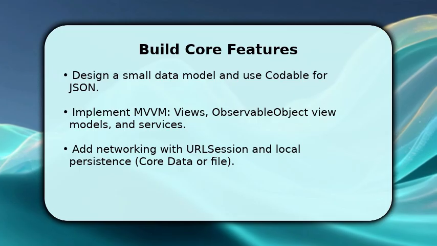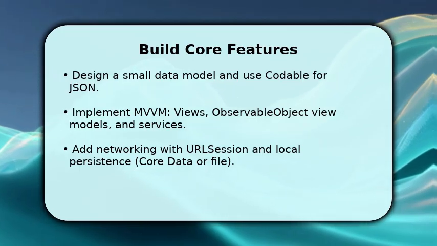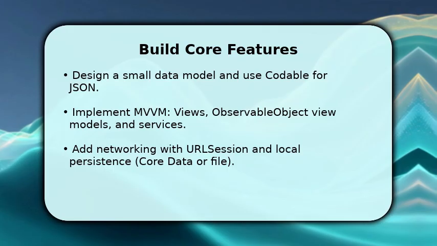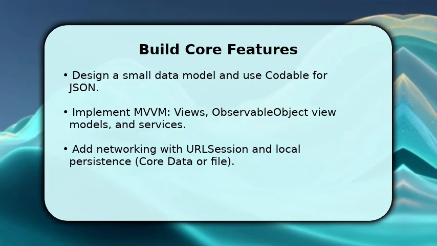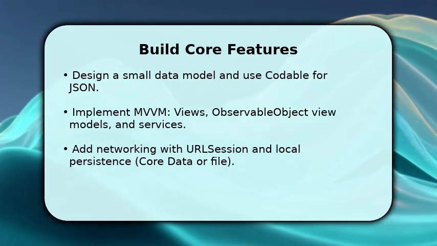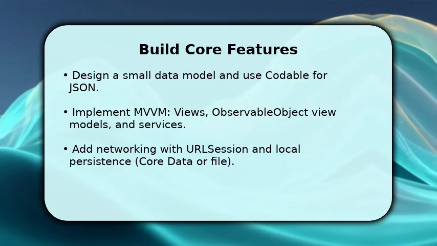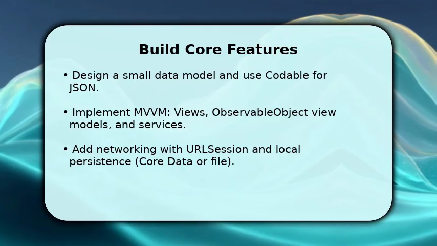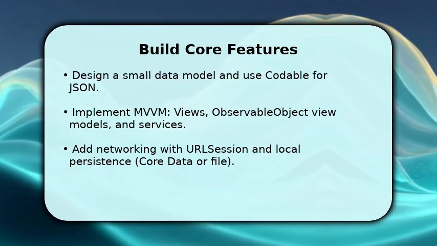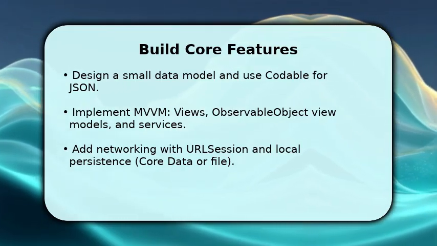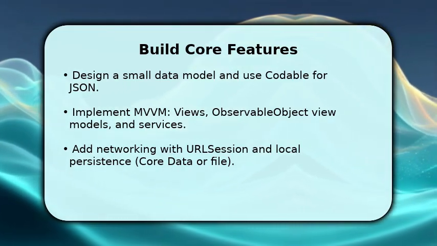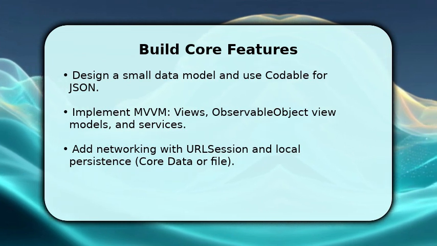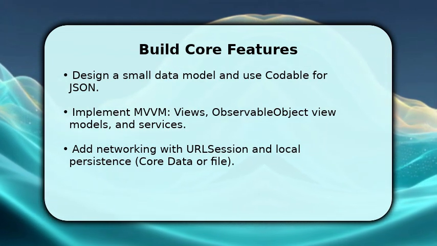Then apply MVVM. You keep your views declarative while ObservableObject view models manage state and business logic. Implement networking with URLSession, handling background threads and decoding, then add persistence, Core Data, or a local file to maintain state offline. As you integrate these parts, run unit tests for view models and services to catch logic errors before UI tests complicate debugging.